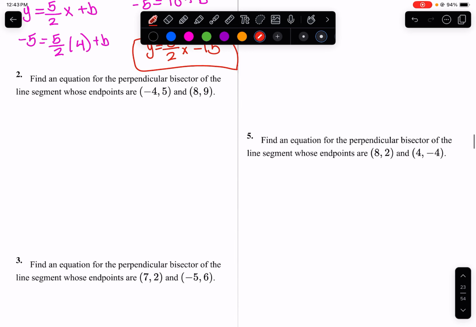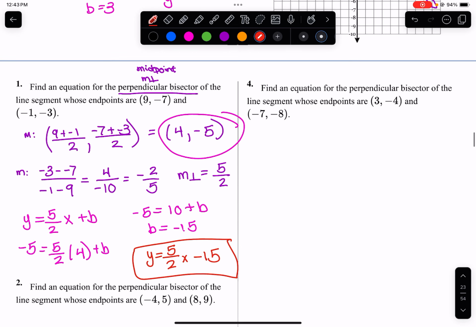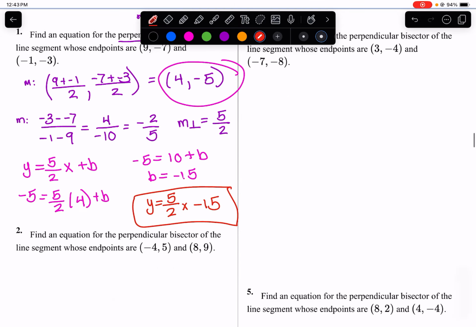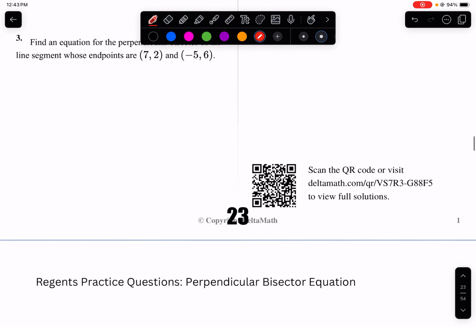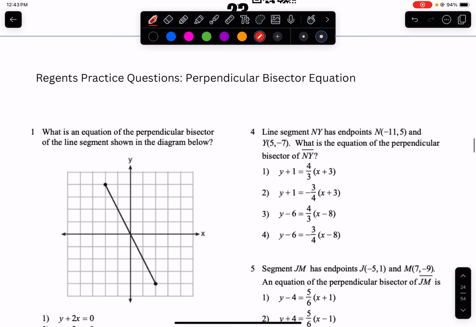So then the rest of them are the same process. Again, find the midpoint, find the slope, perpendicular slope, plug it in to find your intercept, and then you have your equation. QR code is here for the solutions.